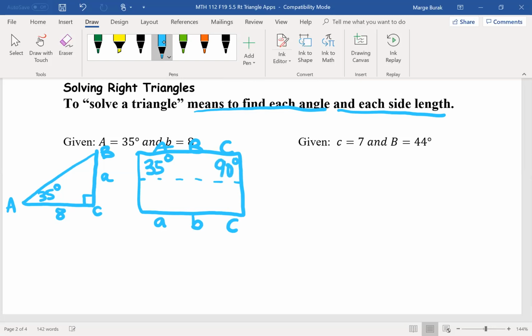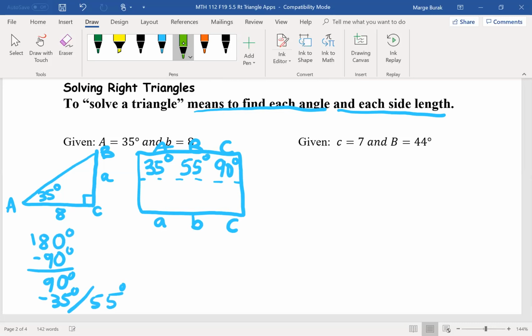So I know that A is 35 degrees, and I know that C is 90 degrees, and I know that there's 180 degrees in a triangle. So if I take off my 90 degrees, I'm left with 90, and then if I take off my 35 degrees, that leaves me with 55 degrees for B. So I've got my angles, okay? Now I've got one side, little b is 8, and I must find little a and little c.